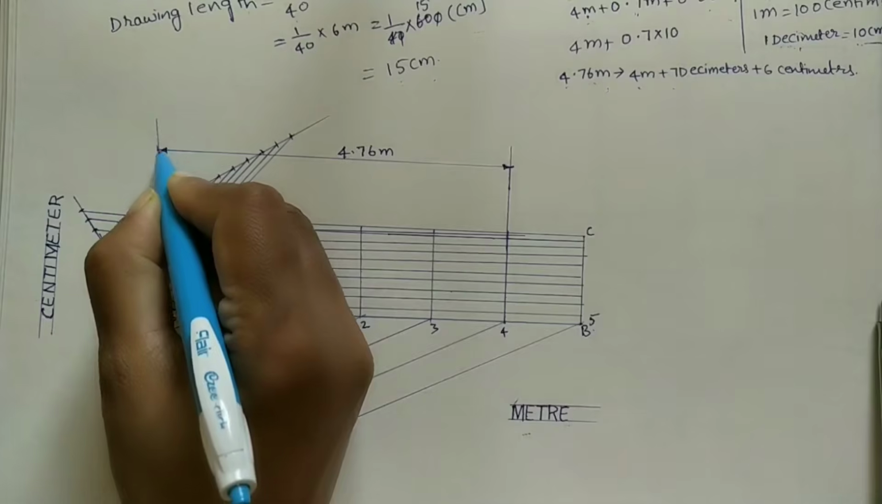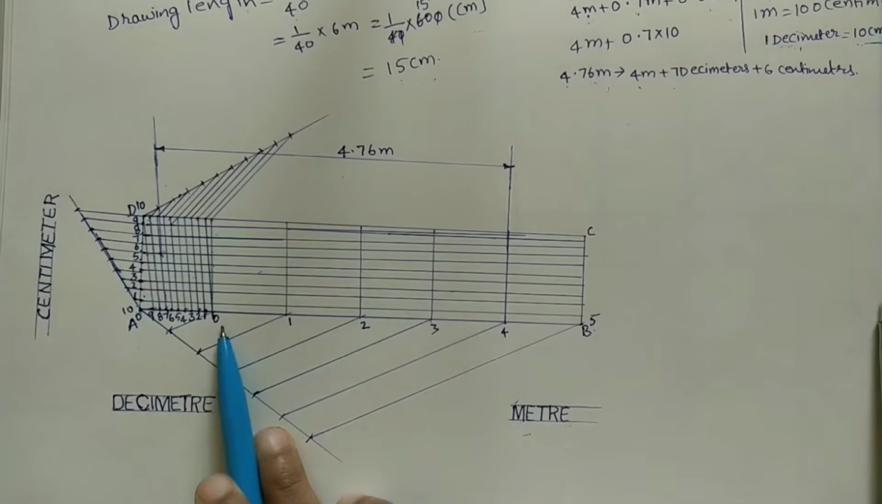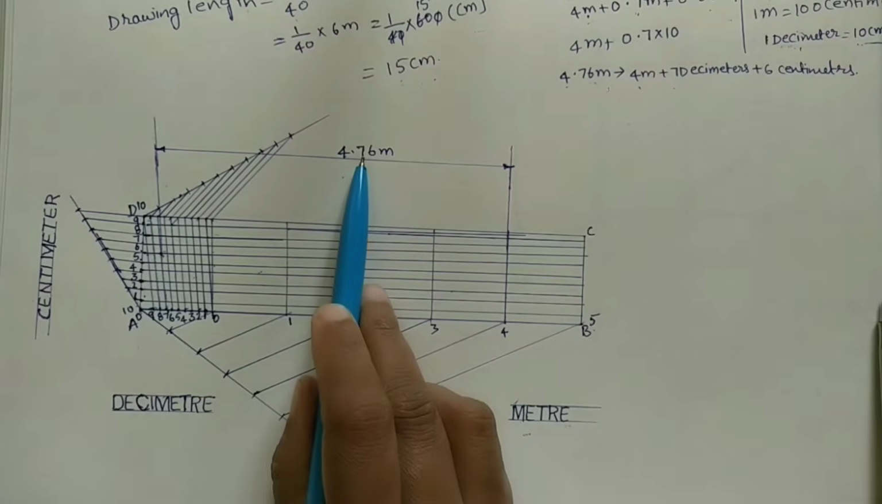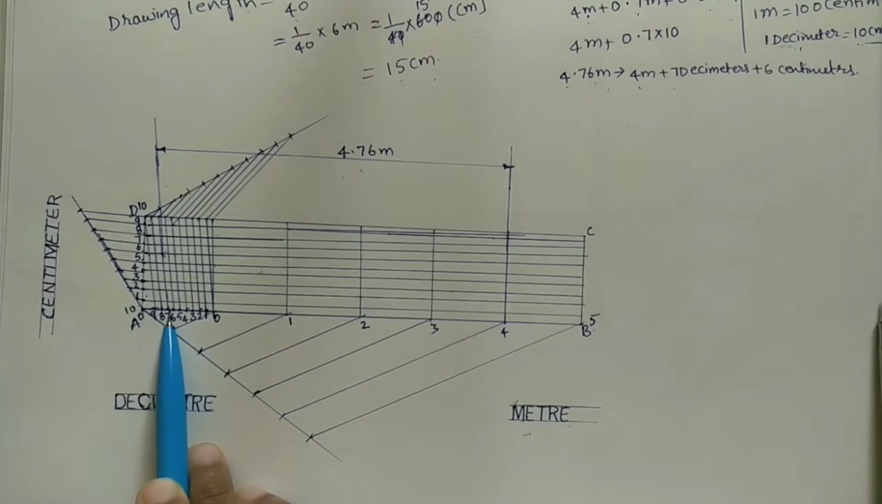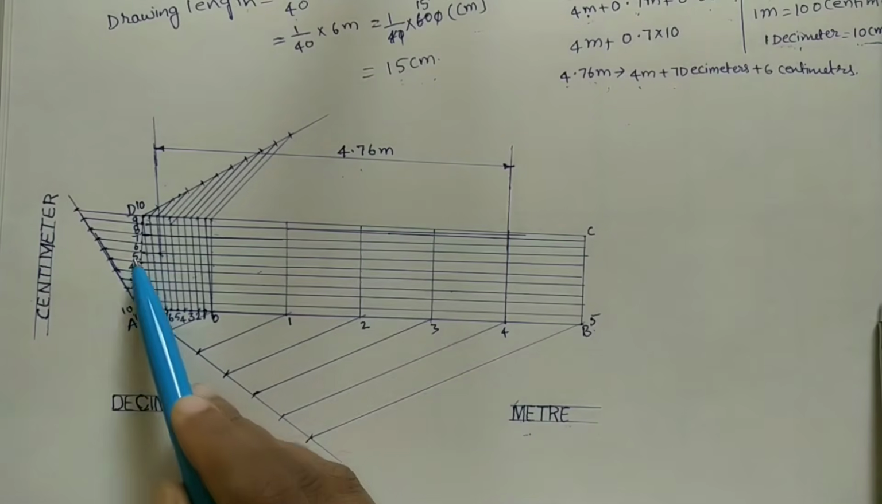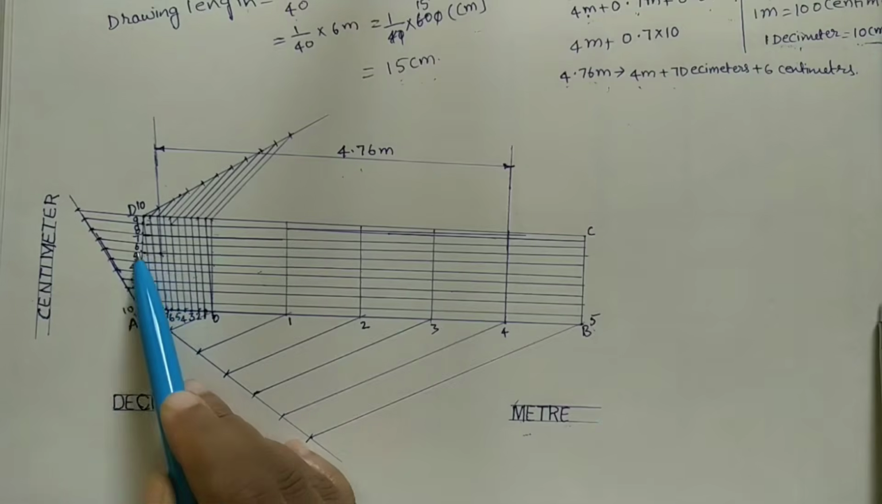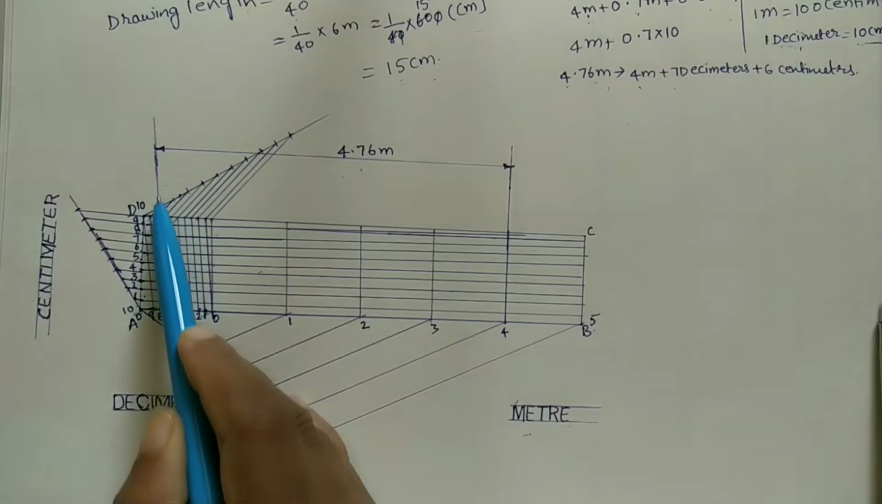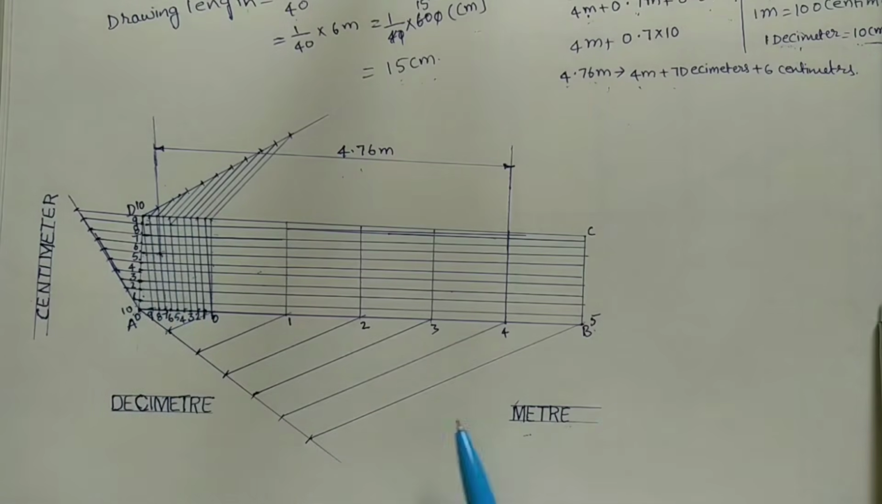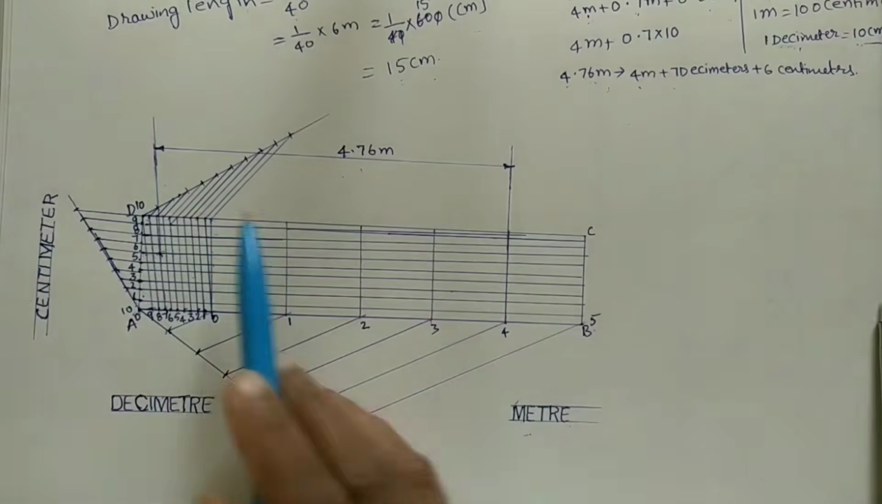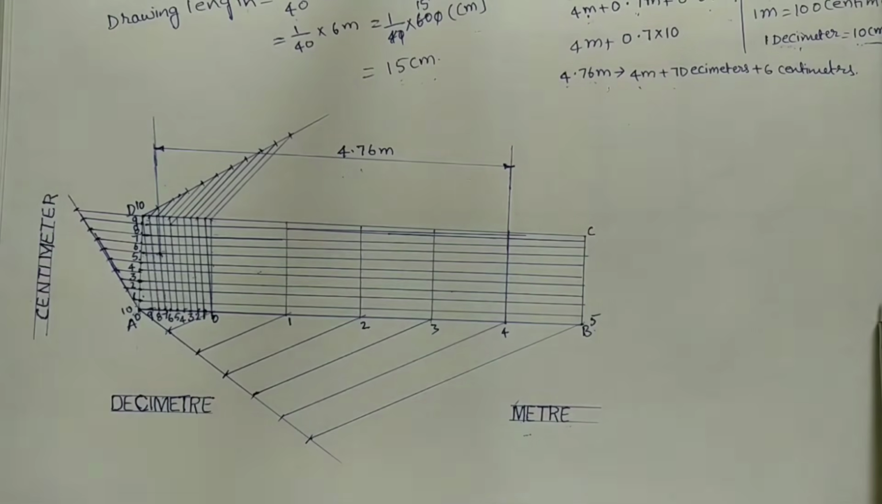Keep the arrows here. 4 meters means from 0 to 4. 7 decimeters means here take the 7th line. 6 centimeters means take the 6th line. Take the 7 and 6 intersection point. At that point draw the vertical reference line. At 4 draw the reference line. This gap will give the 4.76 meters.